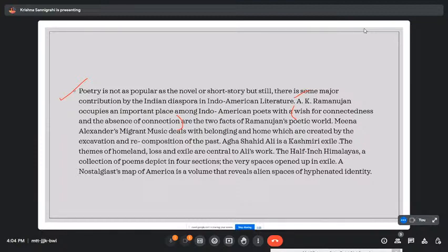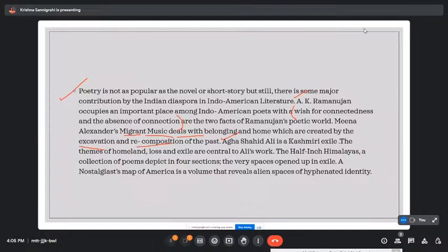So, Meena Alexander's migrant music deals with belonging and home, which are created by the excavation and recomposition of the past. Agha Shahid Ali is a Kashmiri exile. The themes of homeland, loss, and exile are central to Ali's work. The Half-Inch Himalayas, a collection of poems, depicts in four sections the very spaces opened up in exile. A Nostalgist's Map of America is a volume that reveals alien spaces.